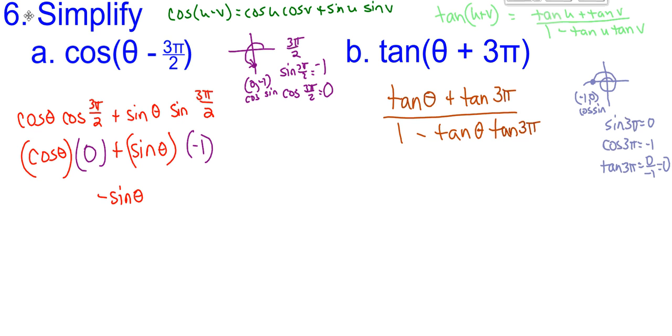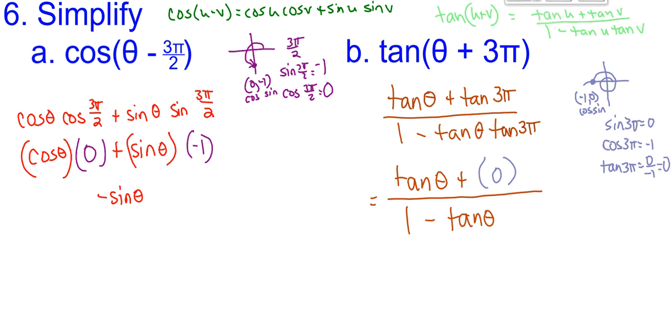So when I rewrite this, tangent theta plus 0 over 1 minus tangent theta times 0. And so then that gives me tangent theta over just plain 1, which is tangent theta. So that's my simplified version of that one.